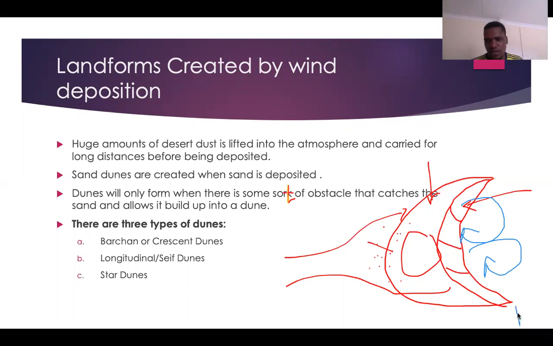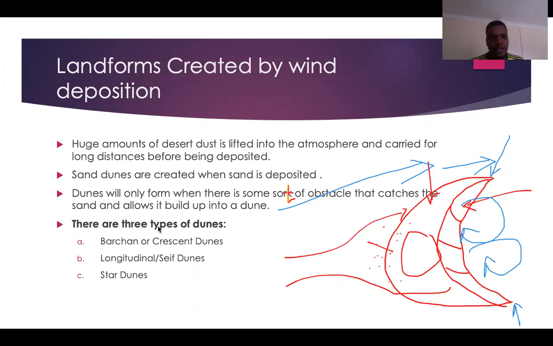These two here are what we call the horns. We're going to have the horns, and these horns always point towards the direction of the prevailing wind. Wind is flowing in this direction, so these horns are towards the direction of the prevailing wind. That's basically how a dune forms.